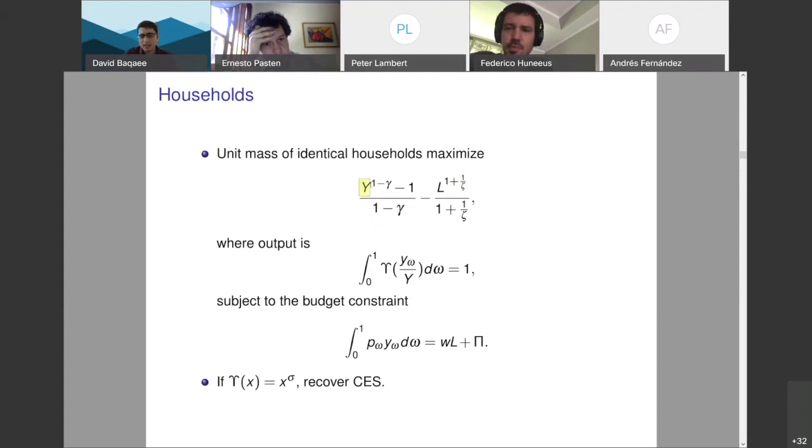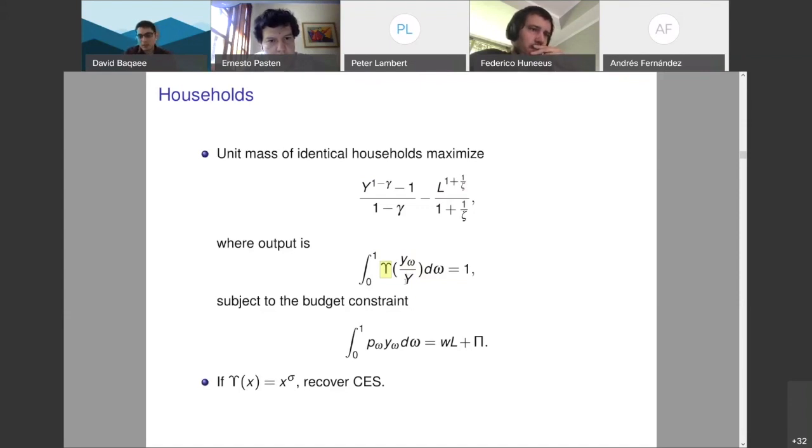Now, the key thing is going to be in the standard model, big Y is a CES aggregate of different varieties of goods. In this model, big Y is not going to be a CES aggregate. It's going to be determined implicitly by this equation here, which is called Kimball preferences after Miles Kimball's 1995 paper. So this upsilon function is going to be key. It's going to be what we're going to call the Kimball aggregator.